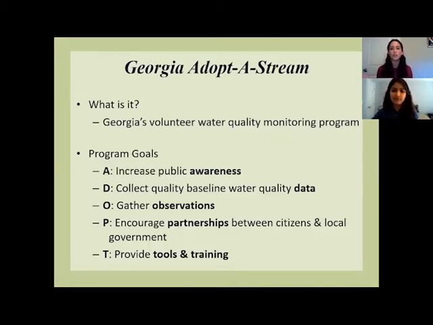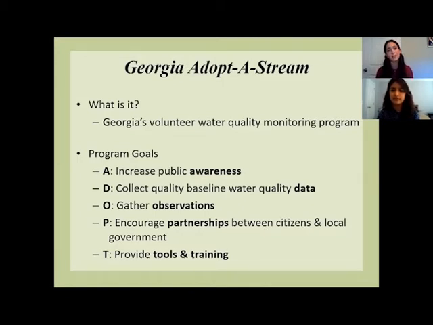O is observations. This ties into data in the sense that every time you go out to your stream, regardless of what kind of monitoring you're doing, we ask that you take certain observations of your stream. This helps you understand what's changed and what seems abnormal to you compared to what you usually observe at your stream. P is partnerships. We really encourage you to form partnerships with your local government agencies and water authorities, because they are excellent resources for any questions you might have, as well as if you are seeing something unusual or concerning at your stream, then you know who to call.